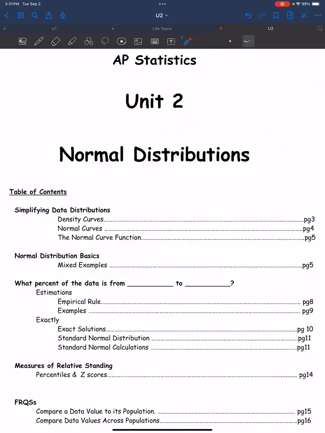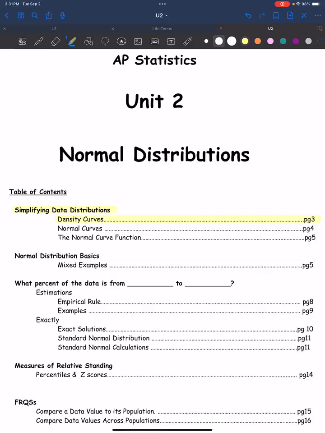Today we're going to kick off by talking about normal distributions and what those are. But the whole goal of this unit, at the very end, is going to be able to compare data values to its own population that it's in or across other populations. So, in light of last unit, comparing data distributions. This video in particular is going to be talking about how we simplify data distributions, and in particular, density curves are what we're going to use to do that.